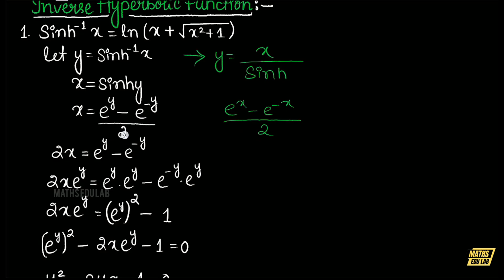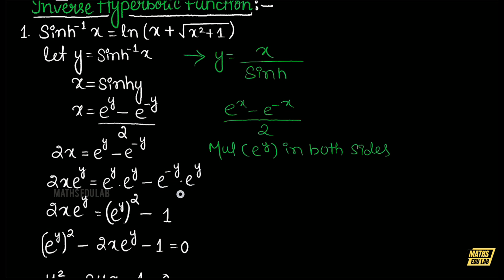Then just multiply this value to the other side. Then we get 2x is equal to e to the power of y minus e to the power of minus y. Then I just multiplied by e to the power of y on both sides. So when we multiply e to the power of y on both sides, we get the equation 2x e to the power of y is equal to e to the power of y into e to the power of y minus e to the power of minus y into e to the power of y.